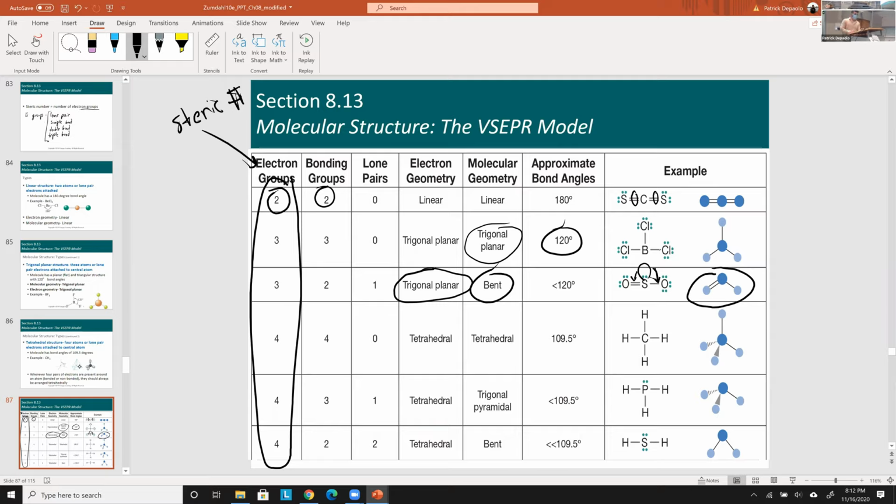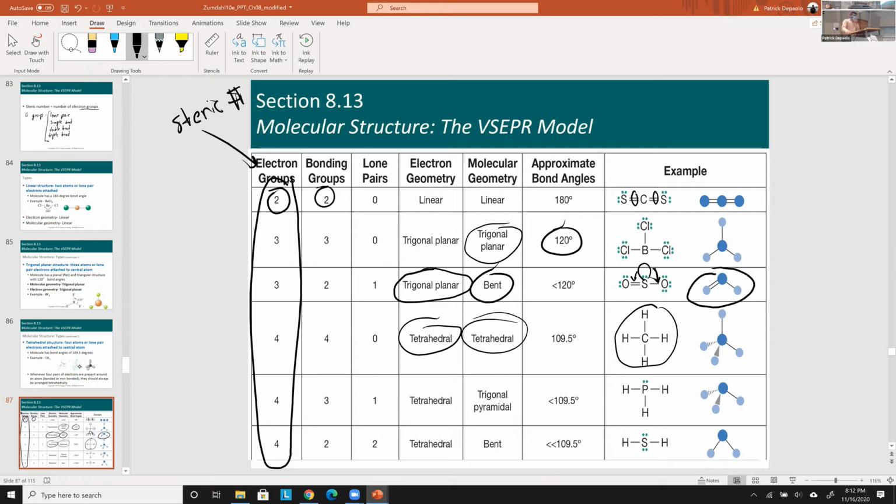No? Okay. All right. So next, steric number 4, meaning you have 4 electron groups in all these cases. The first easy one is when you have 4 electron groups and they're all bonds, such as methane. We've seen this one before, and this is called tetrahedral.